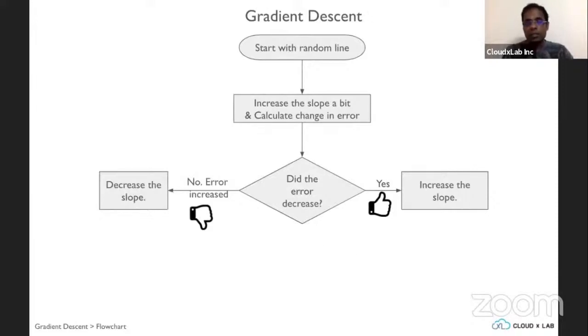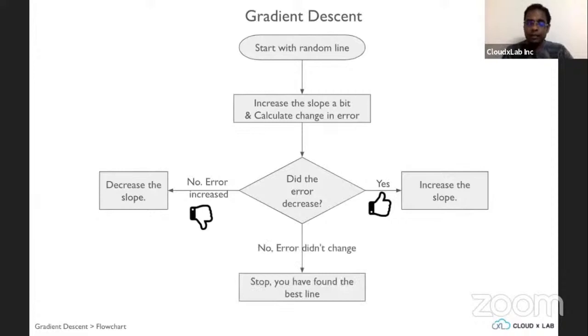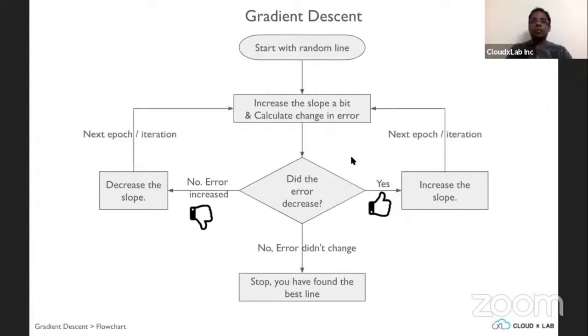That is how this works. And if the error didn't change, then it says, yeah, this is your best fit. Live with it. This is the best thing you have. You can't go further than this. And this keeps on going. This cycle is called an epoch. It's one cycle where you make an estimate, change one of the parameters like slope, and you feed that back. That entire iteration is called an epoch.